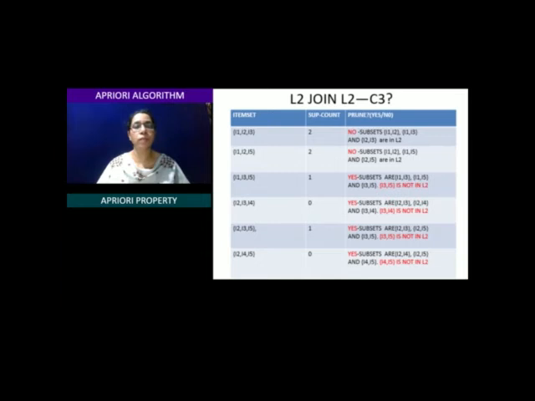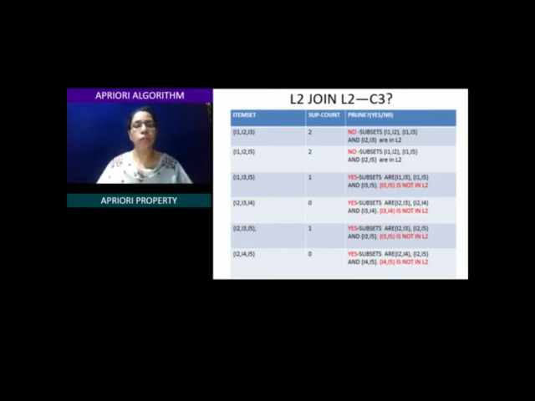First, we consider I1, I2, I3. There are 3 subsets: I1, I2; I1, I3; and I2, I3. We can see that all these are in L2. That means I1, I2, I3 is also frequent, so it is not removed. Now coming to I1, I2, I5, the subsets are I1, I2; I1, I5; and I2, I5. All these subsets are in L2, so this is not removed.